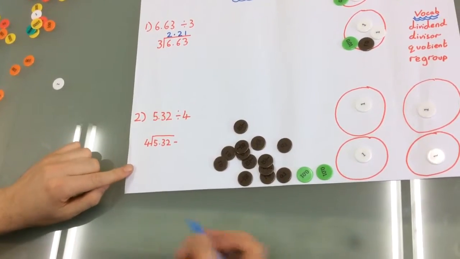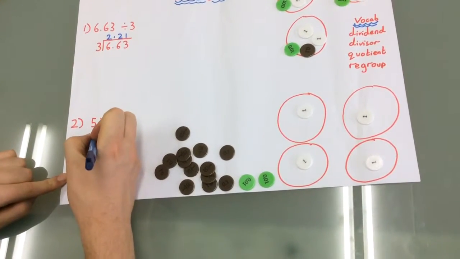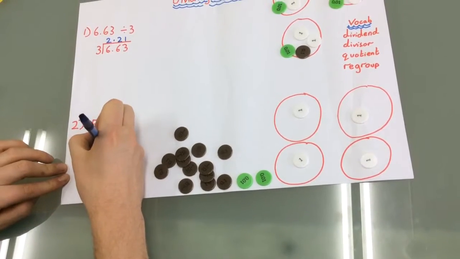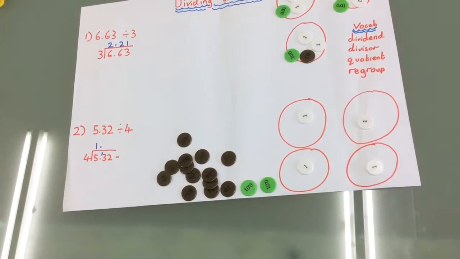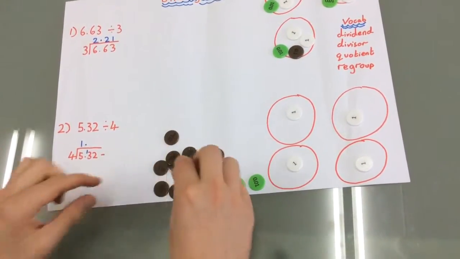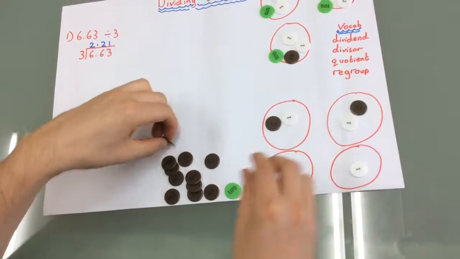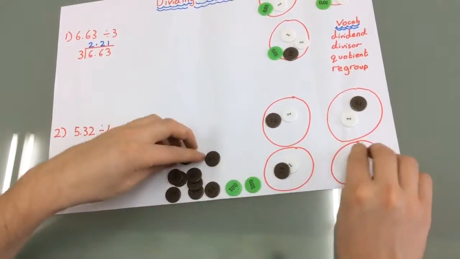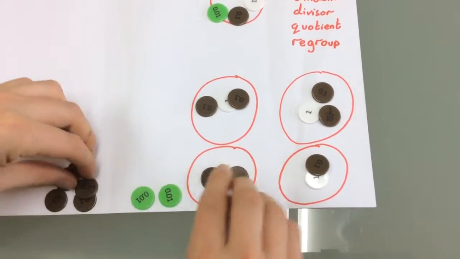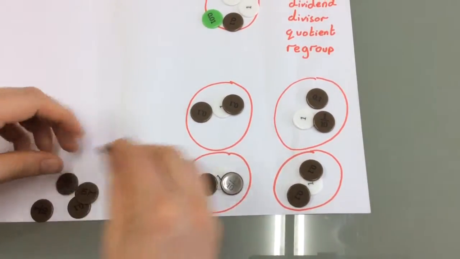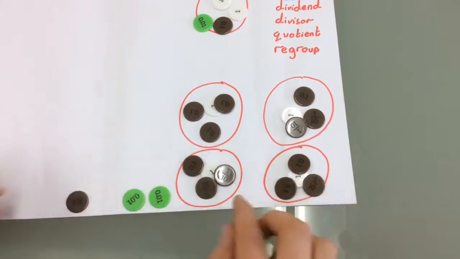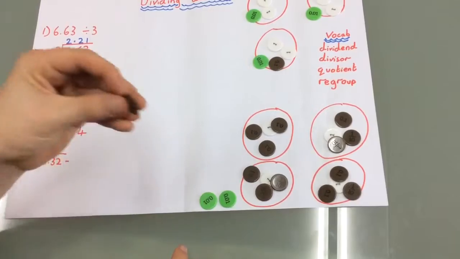What does that mean here? What did I do here? I had 1, and then I had to regroup 1, and so now I have 13 here. Now I have to divide the 13 by 4. 1, 2, 3, 4, 5, 6, 7, 8, 9, 10, 11, 12. And now I've got up to 12. There's 3 in each one, but I have 1 left over.